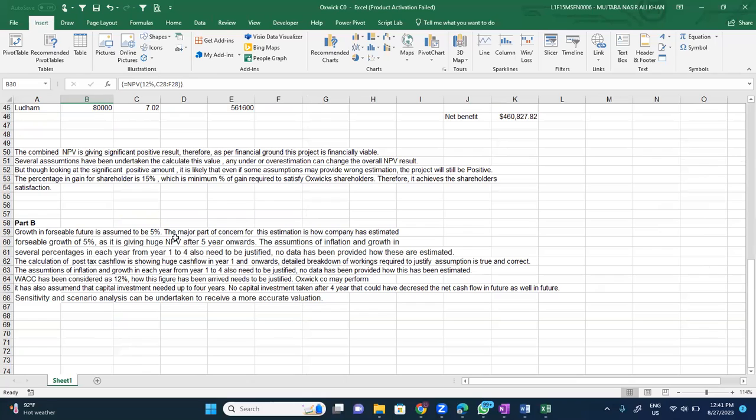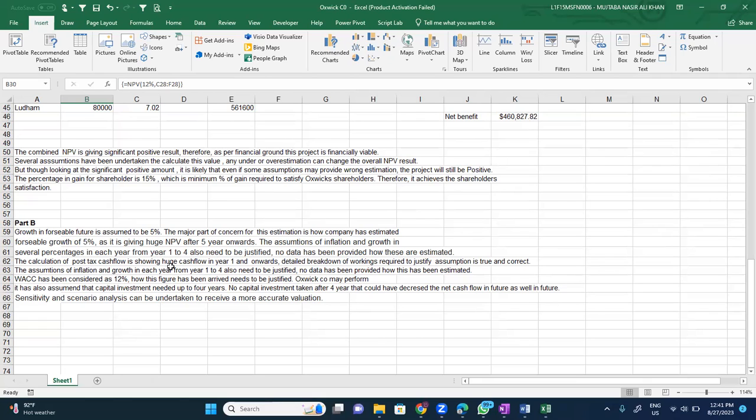Growth is feasible and it will be 5%. Growth in the foreseeable future is 5%. A major part of concern for this question is how the company has estimated growth of 5%, and they're giving a huge NPV after 5 years. The assumption of inflation and growth of several percent in each year from year 2 to 4 also needs to be justified. No data has been provided. All of these are estimated.